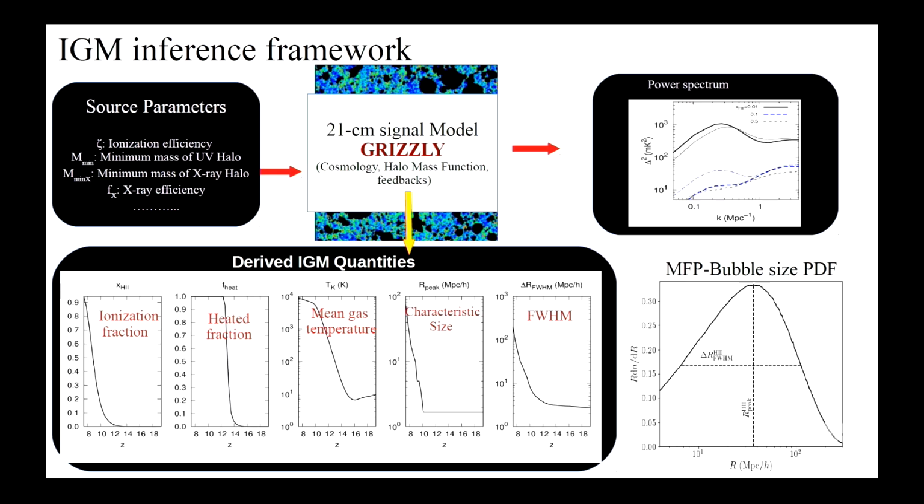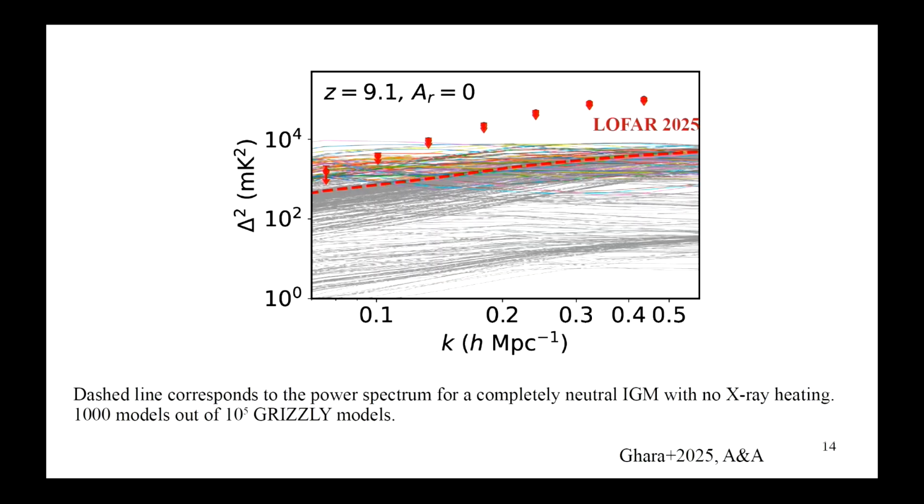Now, as I am also interested in the IGM quantities, I also consider these parameters which are related to the intergalactic medium properties, which are ionization fraction, heated fraction, meaning the fraction of regions with a temperature more than the CMB temperature, and mean gas temperature. I use a mean free path method to characterize the size distribution of, let's say, the emission regions, and characterize the distribution with these two parameters, which are R peak and the full width at half maximum. These are the parameters which characterize the distribution which we derive from this mean free path method.